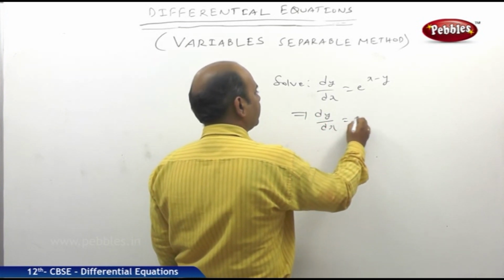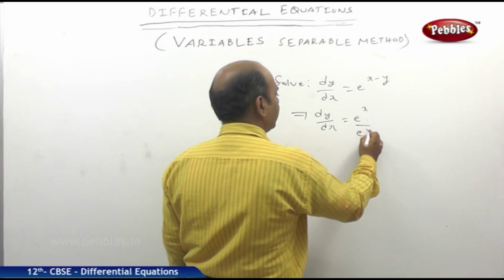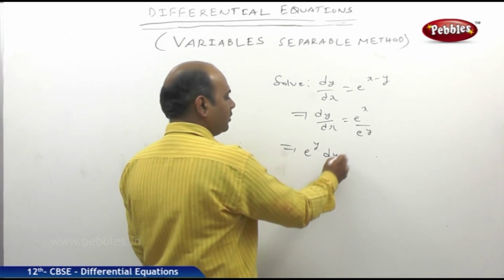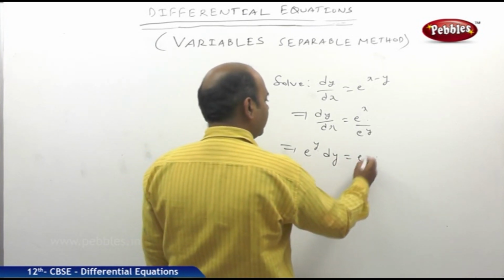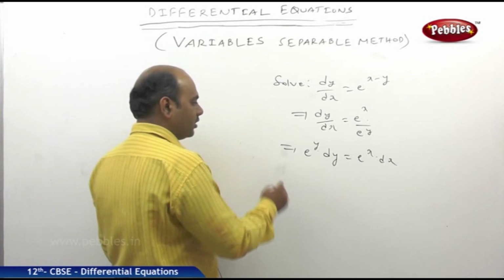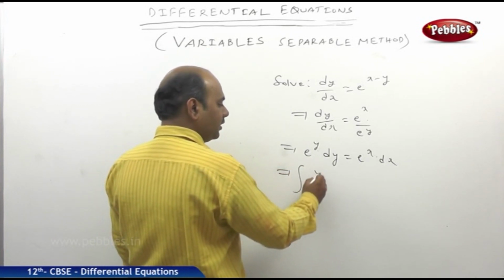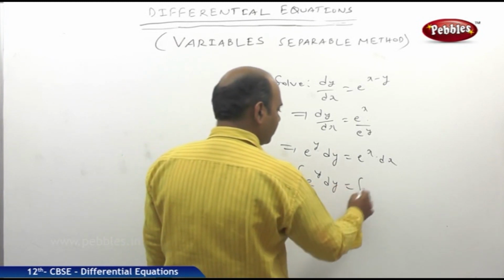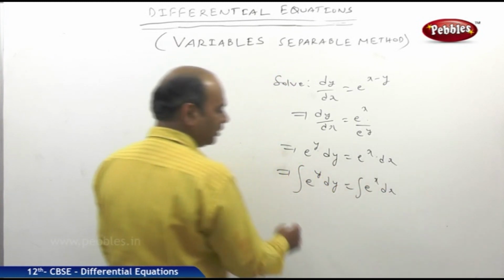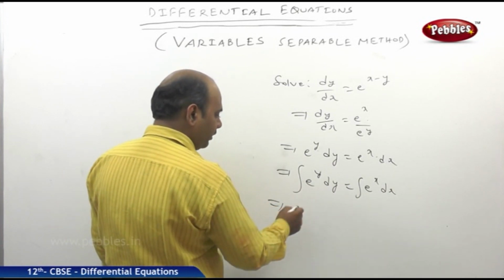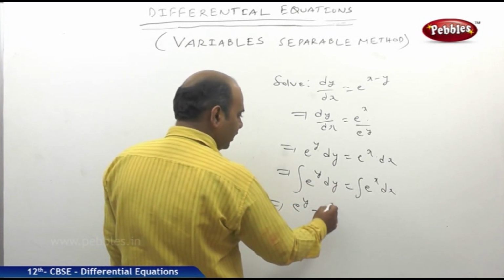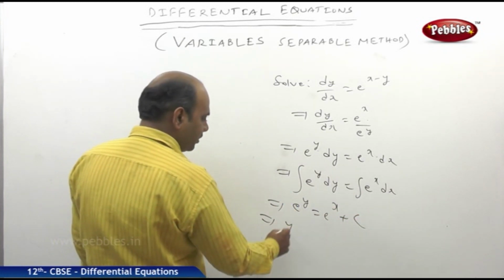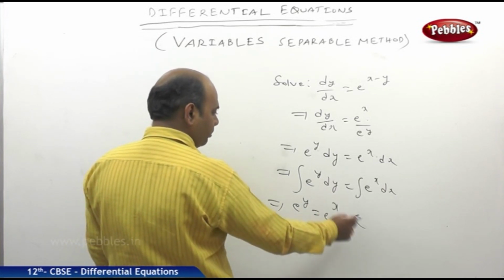So dy by dx is equal to e power x, and this can be written as e power y. Later I will make all y variables to one side and all x variables to another side, and then integrate. That means integral e power y dy is equal to integral e power x dx. The integral of e power y dy is e power y, and here also e power x, and one constant we should write. So finally e power y is equal to e power x plus c.